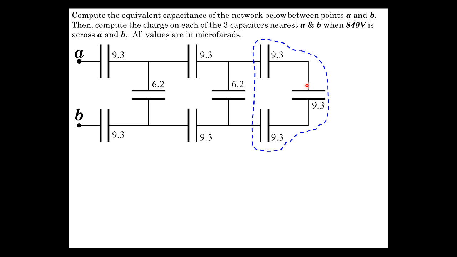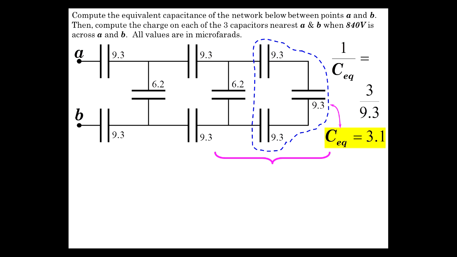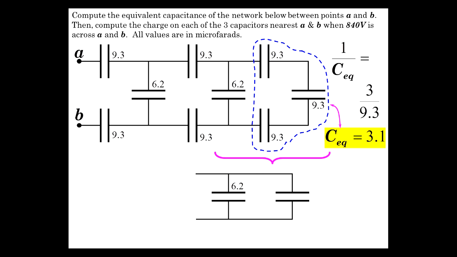And if you look at this, these three are in series with each other, but that leg is in parallel with this leg, so it's in parallel with this 6.2. So let's figure out the series of 3. 1 over C equivalent is 3 over 9.3. 1 plus 1 plus 1, which gives us 3.1 microfarads equivalent. So this whole branch across here then is a 6.2 in combination with a 3.1. Those are parallel, so they add together directly, giving us 9.3 microfarads.